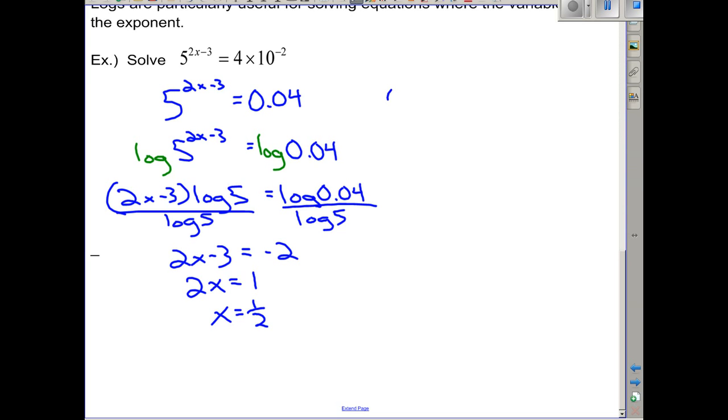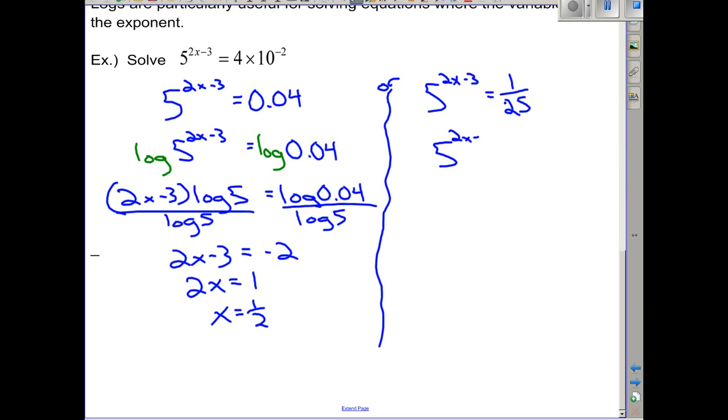Now, you might be saying, I had another way of doing it. Here would be an alternate approach. If you realize that 0.04 is the same as 1/25th, we could write it this way, which initially doesn't look like it's helping you out a whole lot. But then we say, okay, well, 1/25, that's 5 to the power of -2. I've got 5 to the 2x minus 3 equals 5 to the -2.